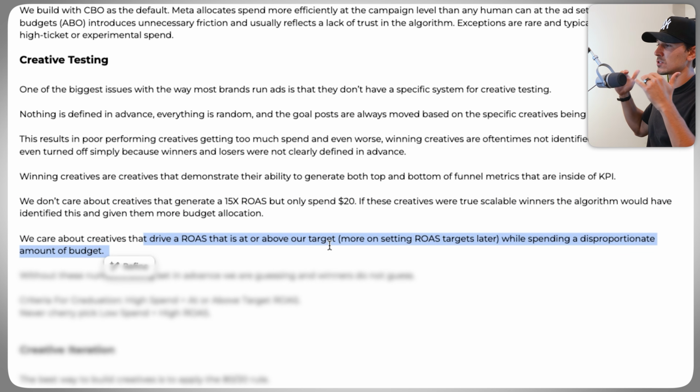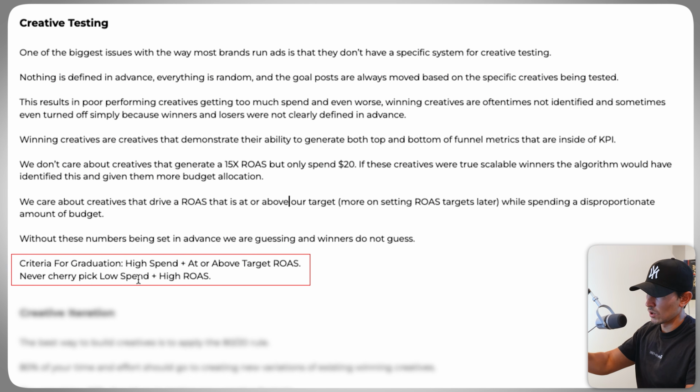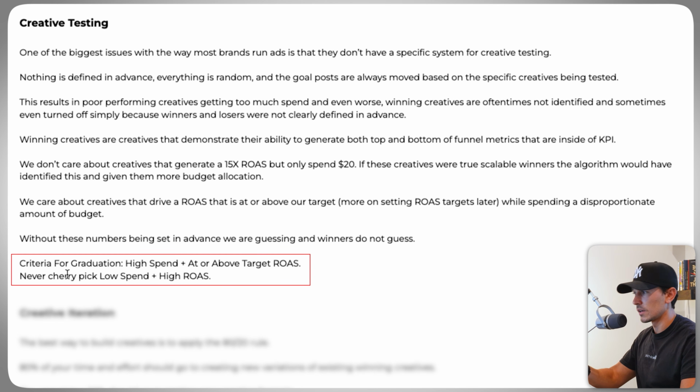Basically, you're setting your ROAS target to an X number, and if it's above it, while they spend a disproportionate amount of your budget, so in simple terms, if your ad is spending a lot and it's above your target, we want that ad to keep spending. We want to graduate that ad. And not only do we want to graduate that ad, but that is the definition and epitome of a successful ad. Some basic criteria for everyone: high spend plus at or above target ROAS means you graduate, means you scale. You never cherry pick. Low spend plus high ROAS, we don't touch, we let it run.